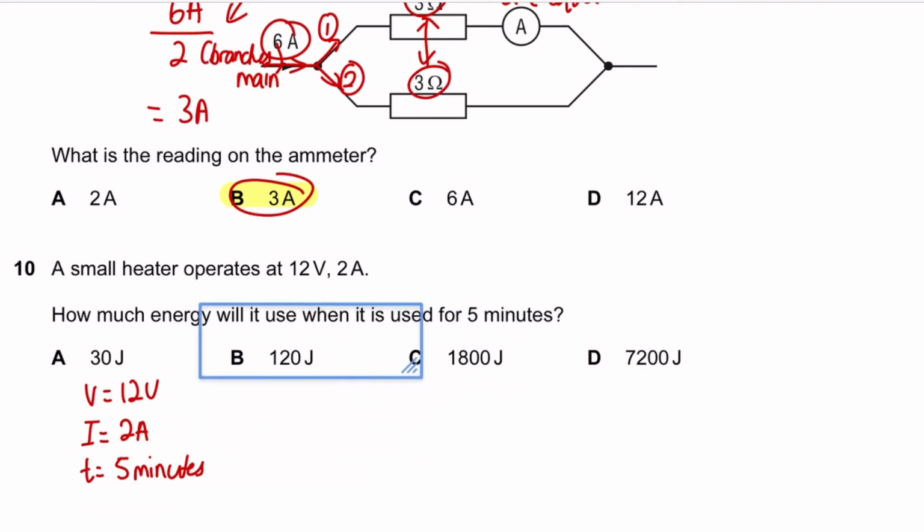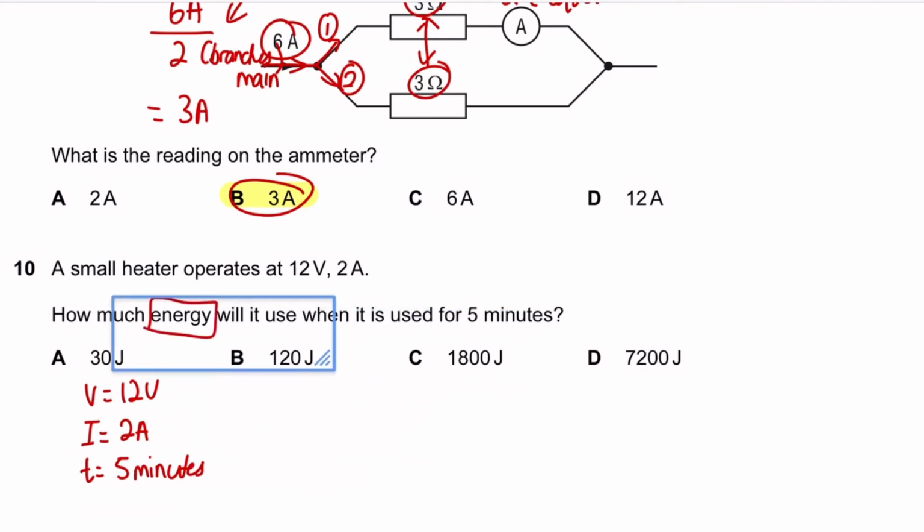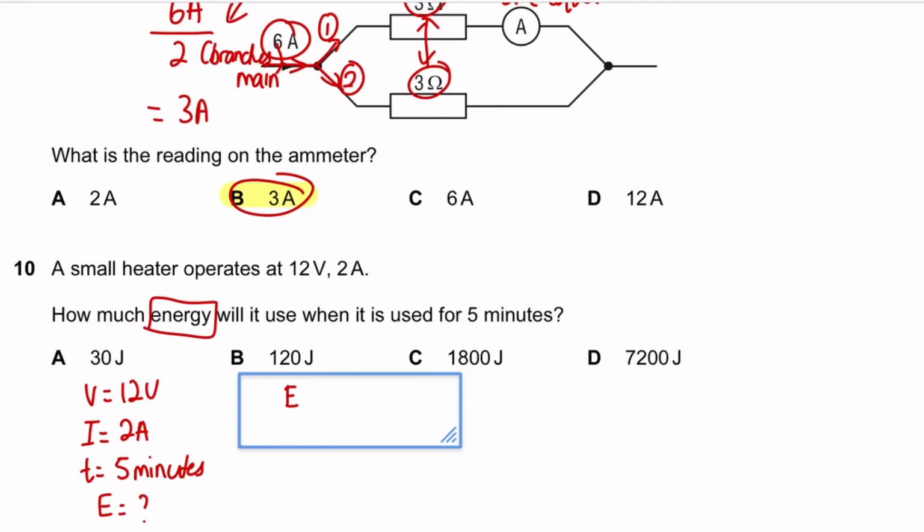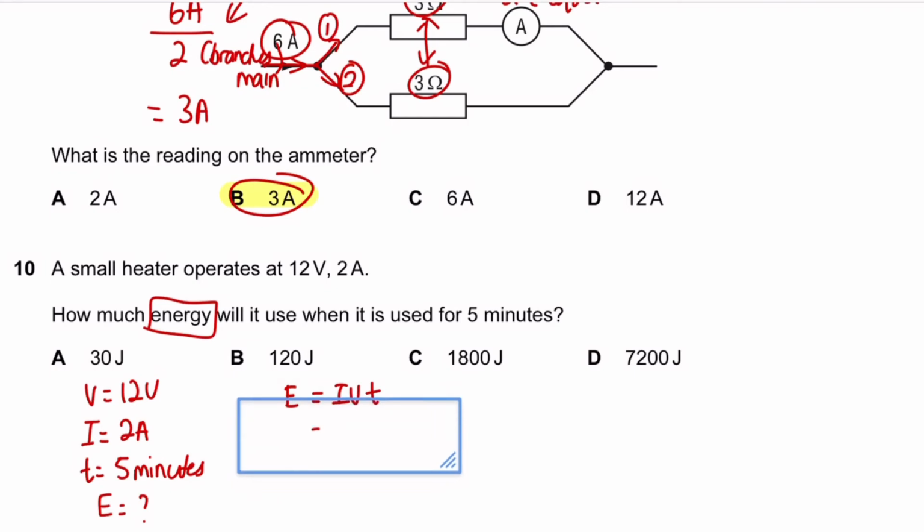And they are asking about energy. We need to know how much energy. Energy is denoted by the question mark. With the use of this formula, energy is equal to IVT, we can then find the amount of energy used. I is 2 amps.